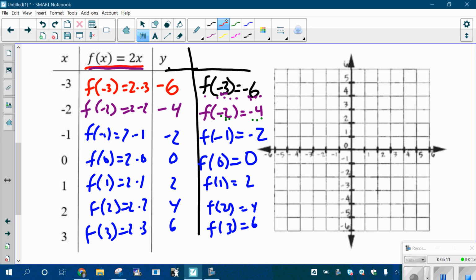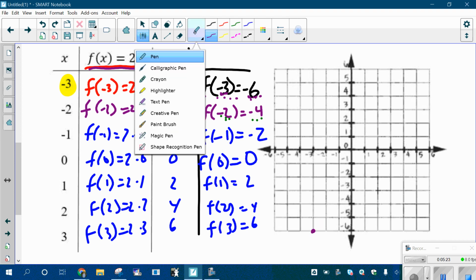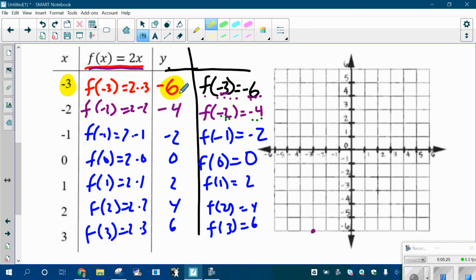Okay, so I can plot the point. You can look here and say negative 3 for x, negative 6 for y. I can plot that point, negative 3, negative 6. Or you can look over here at this function notation and say, an input of negative 3 gives out an output of negative 6. In other words, negative 3, negative 6 is a point.